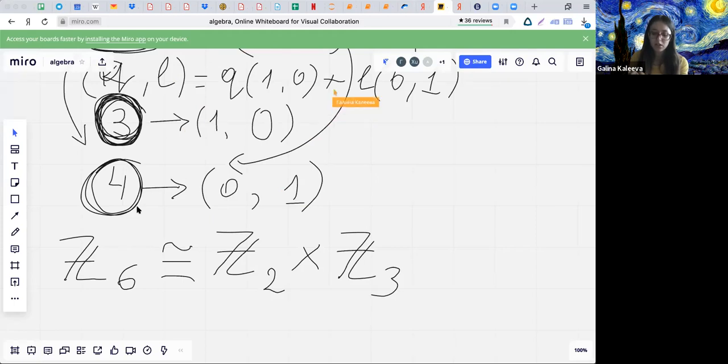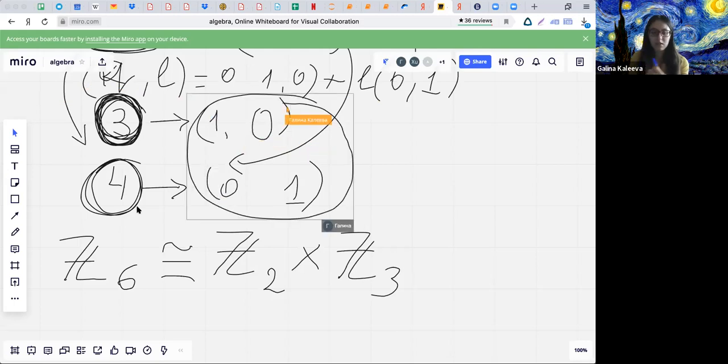So we found inverse images of elements (1, 0) and (0, 1), and every element in our direct product can be represented using these two. This map is also a homomorphism, so we constructed a bijective homomorphism. This is an isomorphism.